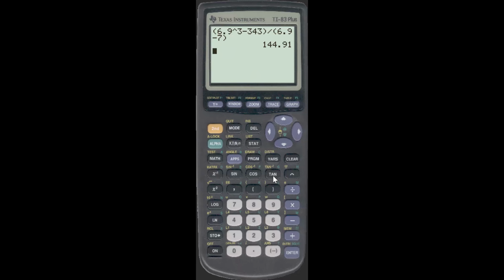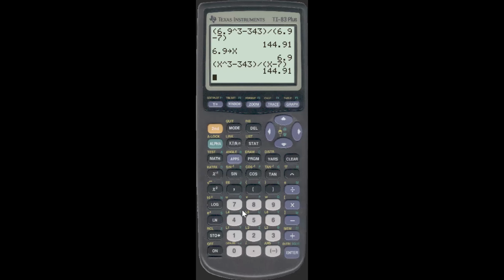Now, this is not to get too programmatic, but the better way to do it is to do 6.9 and hit this STO button. And what that does is it says X is going to be 6.9. And then instead of writing it each time, you're going to go back and type in X cubed minus 343 divided by x minus 7. And the calculator now knows to use that x value in there. So you're going to see we get the same result.